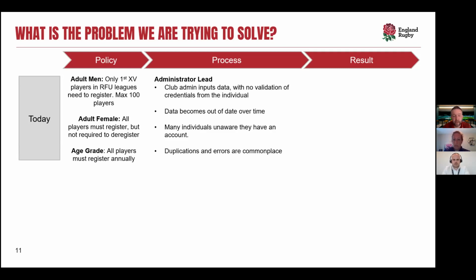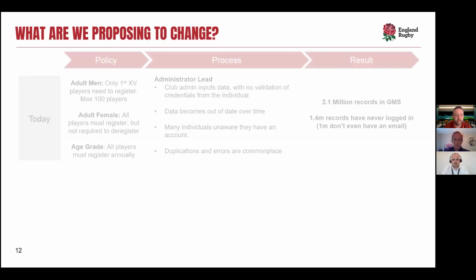And in a lot of cases, many individuals are unaware they even have an account or that they actually exist on GMS. So the process aims to work through that and avoid those duplications and errors because they're commonplace. And just in terms of the scale of the challenge, there are 2.1 million records in GMS, 1.4 million of those have never logged in, and for 1 million of them there isn't an email address. So it's something we want to address to improve that, and to help that process for both clubs and players.